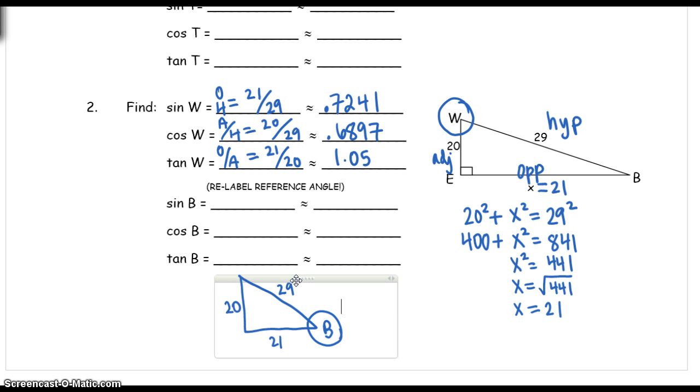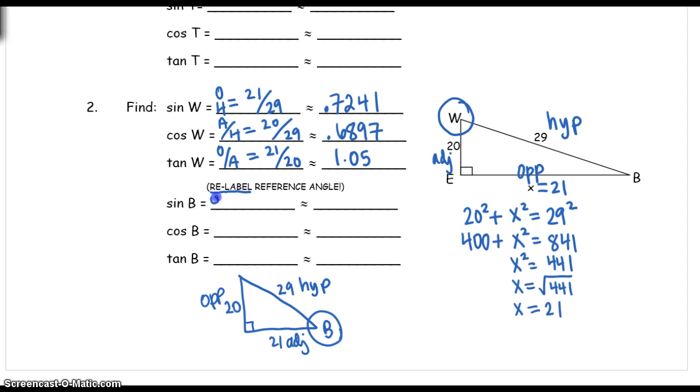I'm taking these straight from the triangle. However, what is your opposite side now? 20. Look over here. Your opposite side here was 21. But now that you're using angle B, you relabel. So this is your opposite. Across from your 90 is your hypotenuse. And then your leftover side here is your adjacent. So be very careful. You want to relabel.